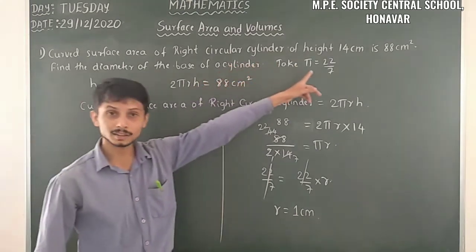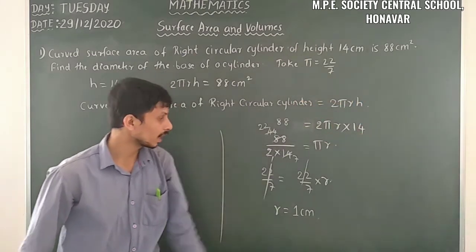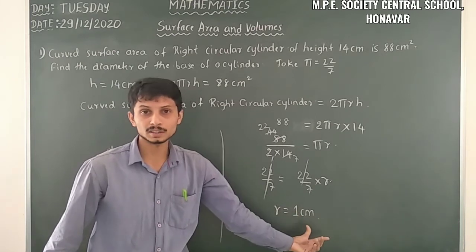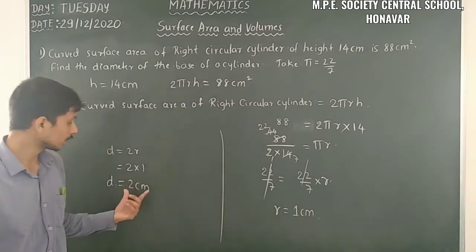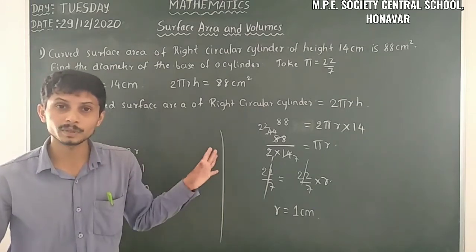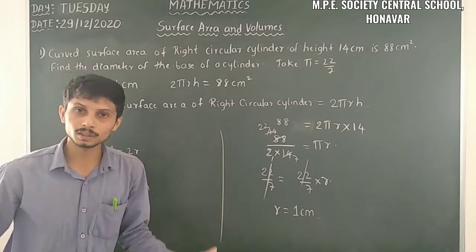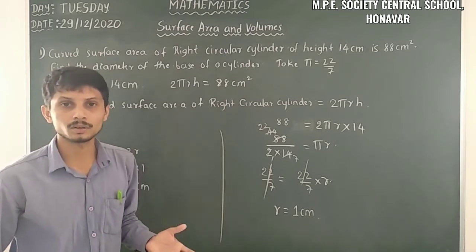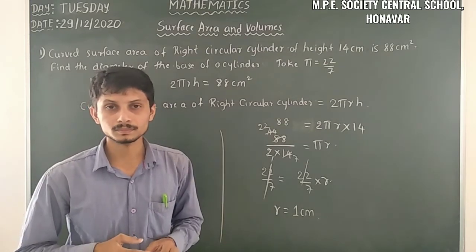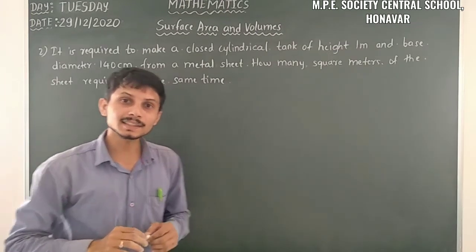Here the height is also in centimeter, and the curved surface area is in centimeter square. When we found the value of r, here also you have to write in centimeter. If any one quantity we have in meter, you have to convert all the things. It depends on the problem. Yes, so let us move on to the next problem. Let us take the second problem here.